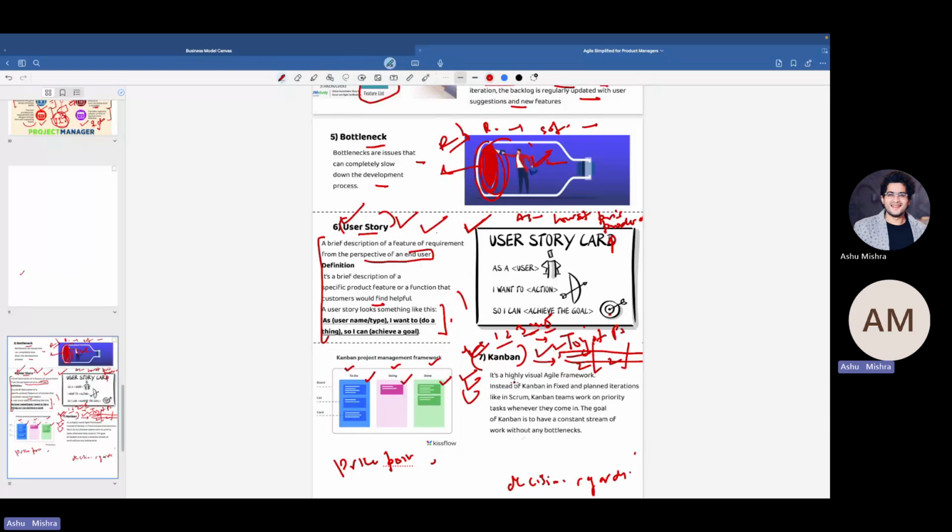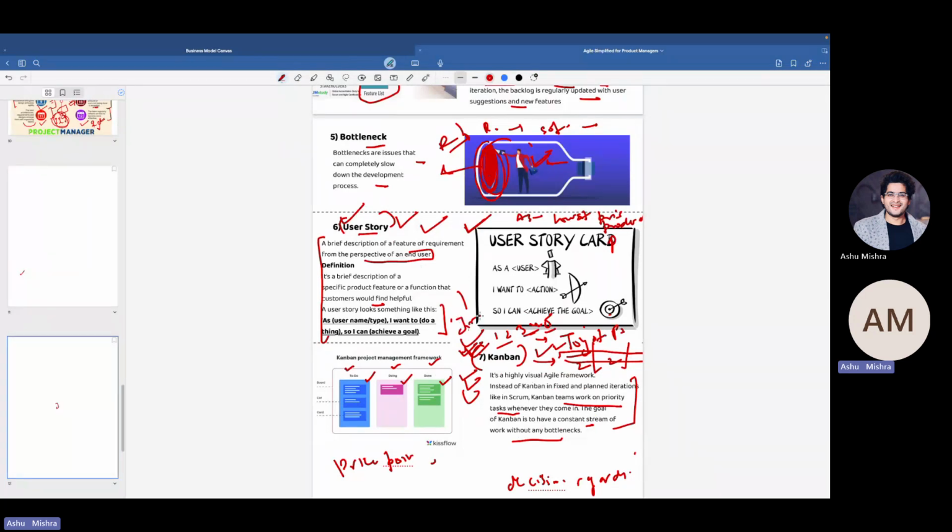So now coming to the definition: Kanban is a highly visual agile framework. Instead of fixed and planned iterations like in Scrum, Kanban teams work on priority tasks whenever they come in. The goal of Kanban is to have a constant stream of work without any bottlenecks. So guys, this is a very important concept, and Jira is also using this kind of concept, wherein the storyboards are bifurcated as per different colors.